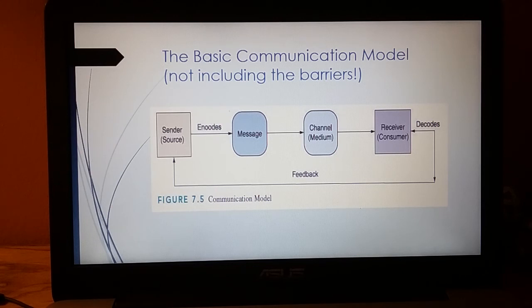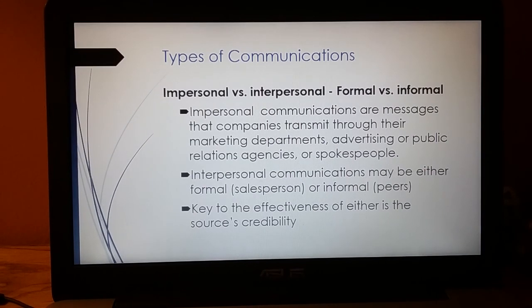So in this instance, with feedback and advertising, the feedback is basically whether or not you buy the product. Okay, so there are different types of communication. There's impersonal versus interpersonal, and then there's formal versus informal.